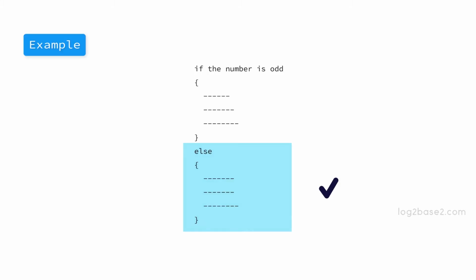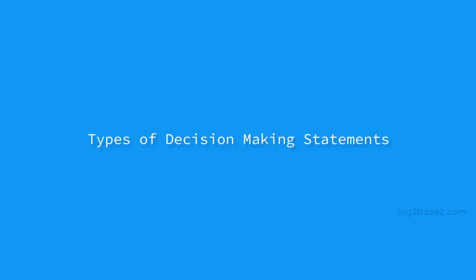For an example, consider this program. If the number is odd, we want to execute this block, otherwise we want to execute this block. And we have different types of decision-making statements in C, like if else, nested if else, switch, etc. And we'll be discussing each of them in the coming lessons.